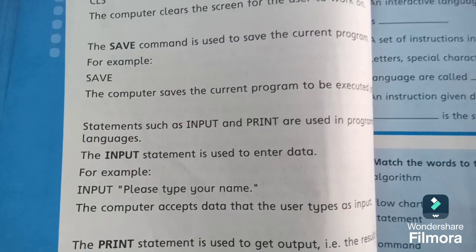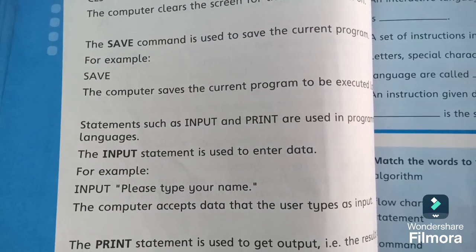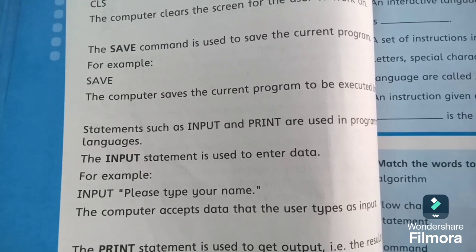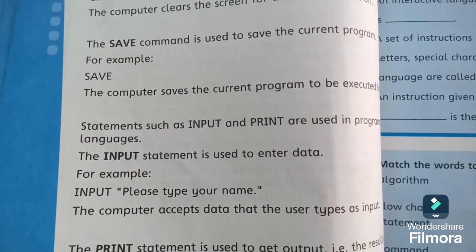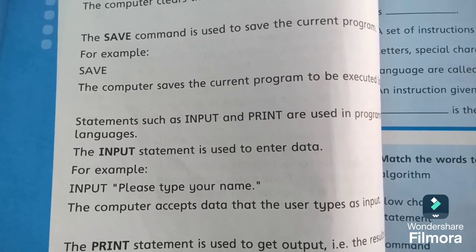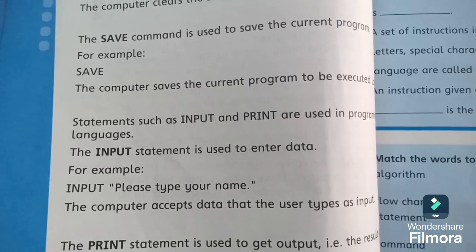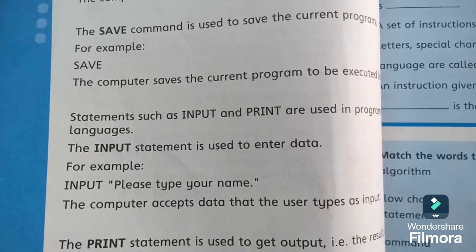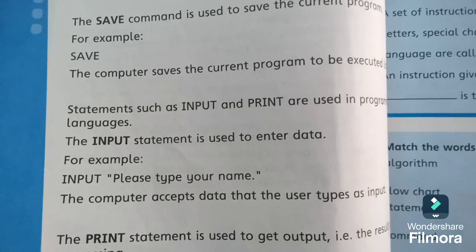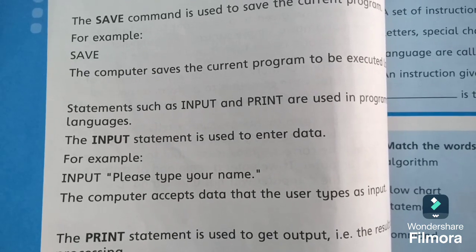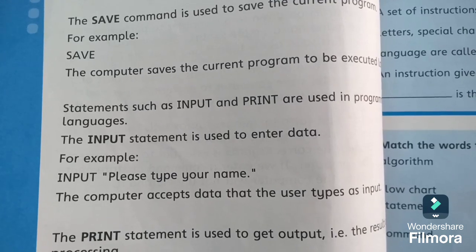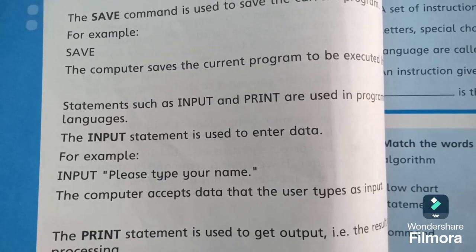Next, who will read how to use the save command? Okay, Rania, start reading. The save command is used to save the current program. For example, save. The computer saves the current program to be executed later. Statements such as input and print are used in programming languages. The input statement is used to enter data. For example, input, please type your name. The computer accepts the data the user types as input.